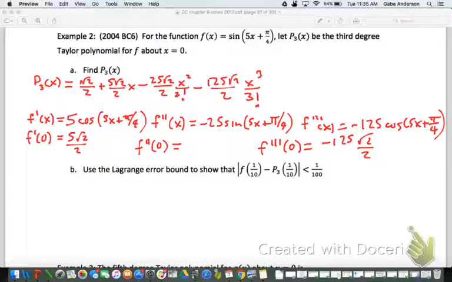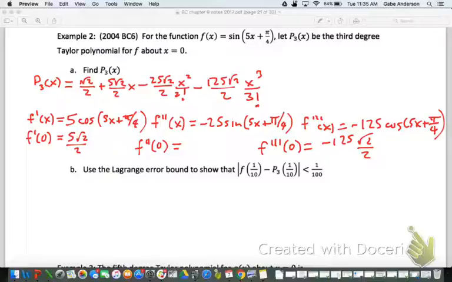Take a look at B now. B, of course, is what we're talking about today. It says, use the Lagrange error bound to show that f of 1/10 minus p sub 3 of 1/10 is less than 1/100th. So what they're really saying is, if you plug 1/10 into sine of 5x plus pi over 4 and get the actual value, and then plug 1/10 into our polynomial and get that approximation, show that your error is less than 1/100th. Again, we're going to do this without a calculator.